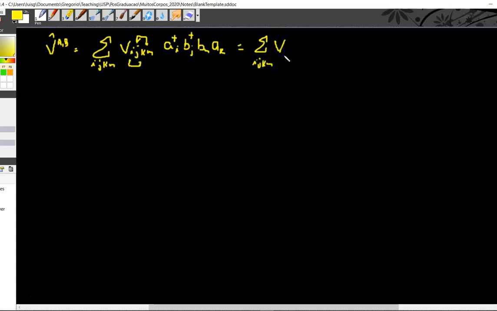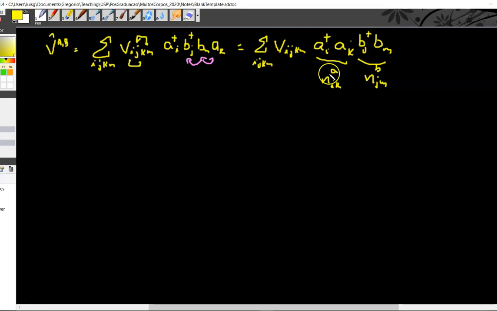Then here, because they are non-identical, I can bring this A here close to this one, right? So I can just keep commuting them. They commute, and then I do another step and I bring this close to the A. And this is not J, this is K. Right, and this, of course, then B_J is already written next to B_M. Now this is N_IK of type A, and this is N_JM of type B, right?